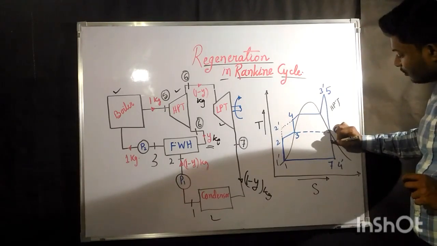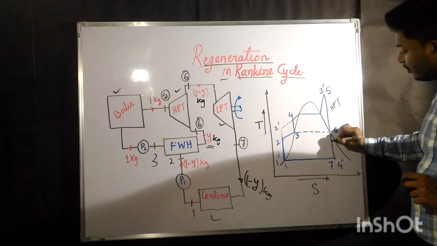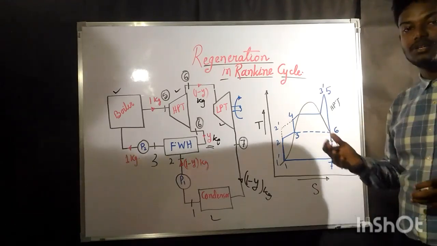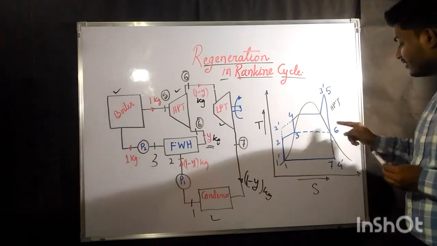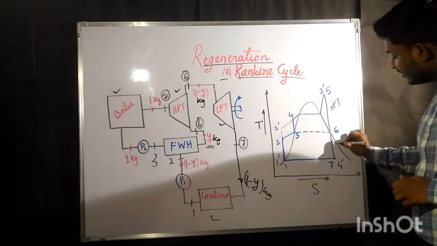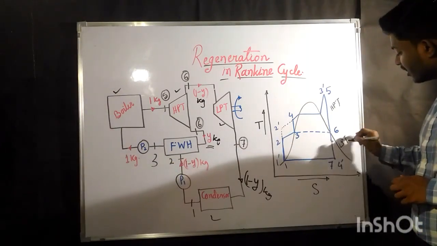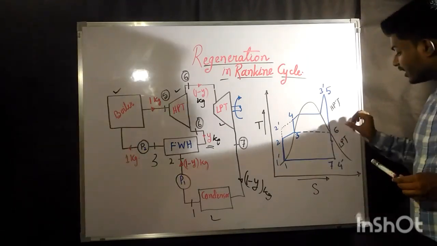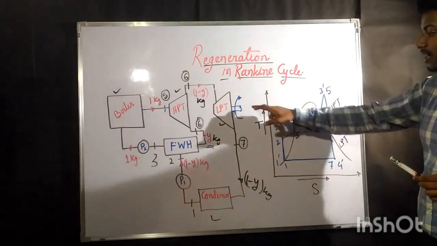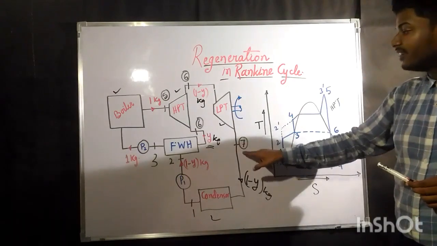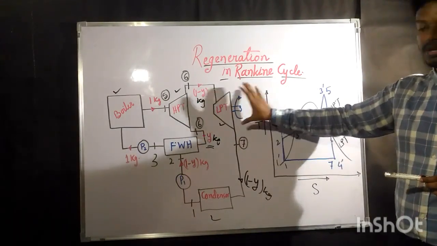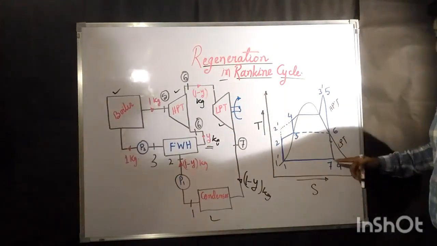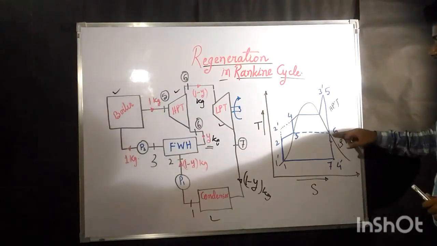One is coming in this way, which means 6 to 7 is an expansion process. So this is going to be the low pressure turbine. That means 6 to 7 is a low pressure turbine. And the remaining part.